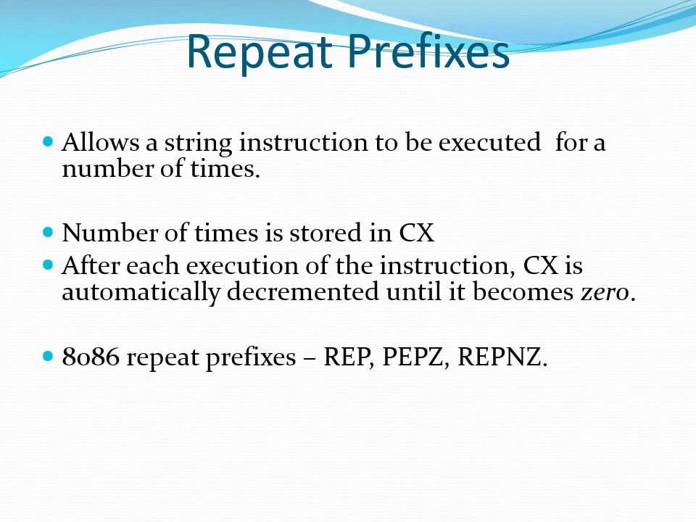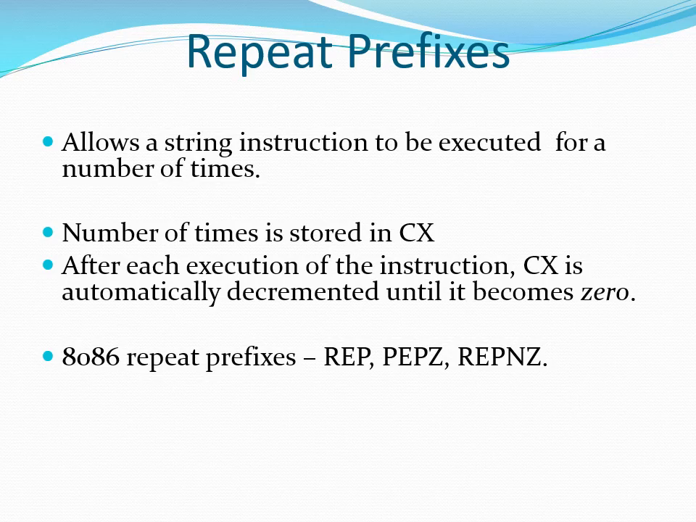The repeat prefixes allow a string instruction to be executed a number of times. The number of times that the instruction is to be executed is stored in register CX. After each execution of the instruction, register CX is decremented until it gets to 0. The 8086 repeat prefixes are repeat, repeat if 0, and repeat if not 0.